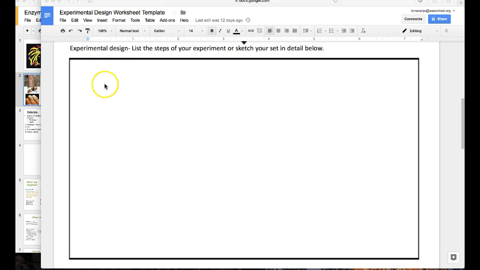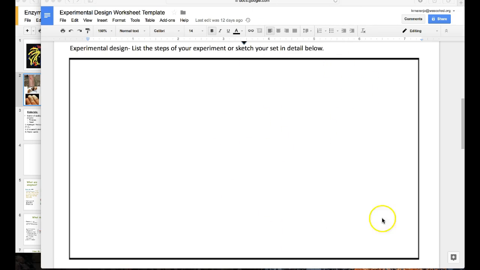Okay, so you guys will list those steps here, including specific amounts of hydrogen peroxide you're going to use, specific amounts of your source of catalase, the temperature of the water, for instance, or the pH of the solution that you're going to immerse your catalase in, how long you're going to leave your catalase in a particular pH or in a particular temperature before you add the hydrogen peroxide. So make sure to be very specific when you list the steps, okay?